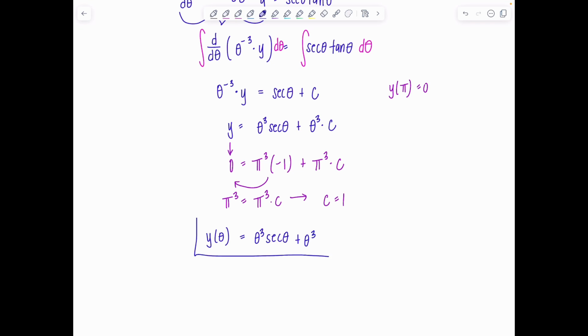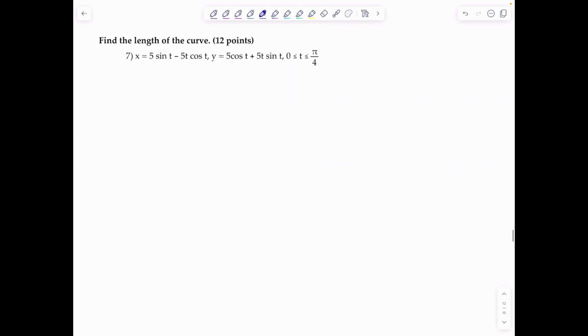If they didn't write y of theta, I didn't take points off though. Don't worry. Okay, very good. Most of them got that one right. We had practiced it in class too. Very nice. Okay, home stretch.